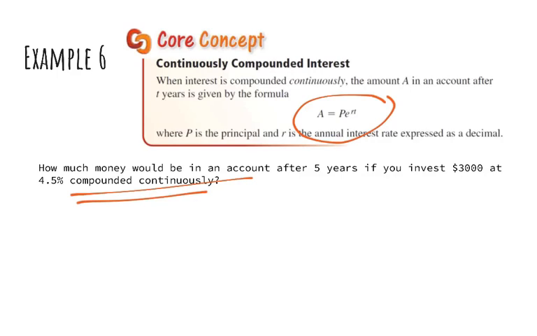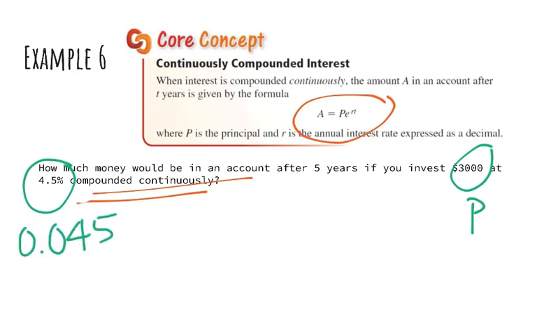So let's plug in our numbers. It's telling me I initially invest $3,000, so I'm going to plug that in for P. e is not a variable that we're seeking out. e is the number roughly 2.7, so that is not an unknown. The only other unknowns I have are R, which is this right here, and remember this is as a decimal, so let's convert this to a decimal right off the bat, which is 0.045, and I want to know how much money would be in my account after 5 years, so my T is going to be 5.